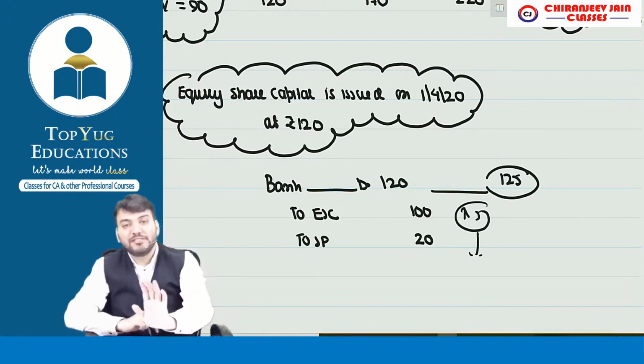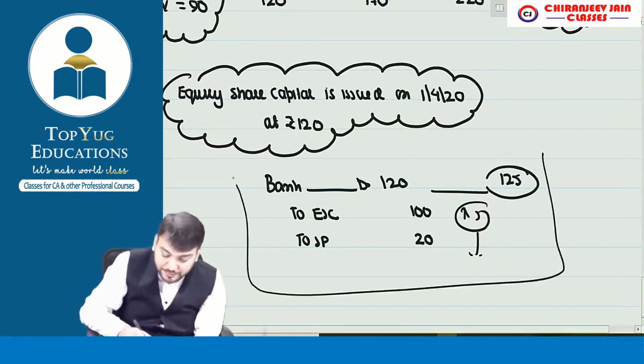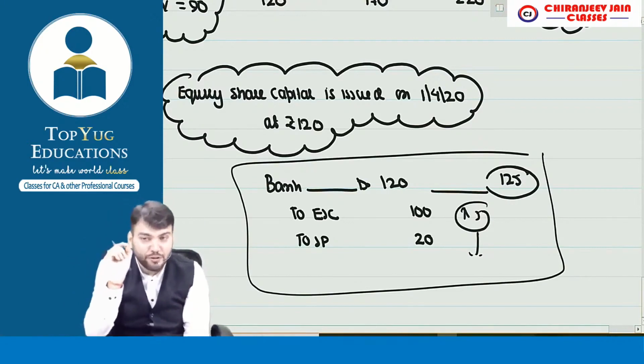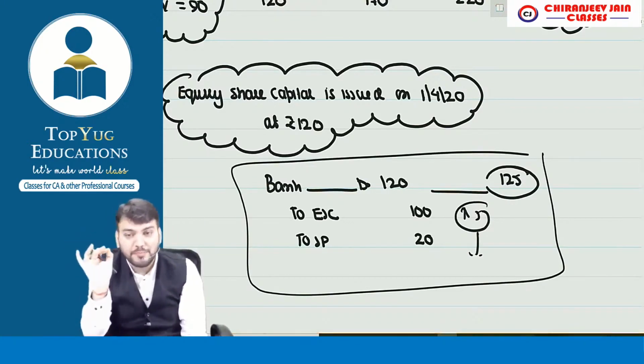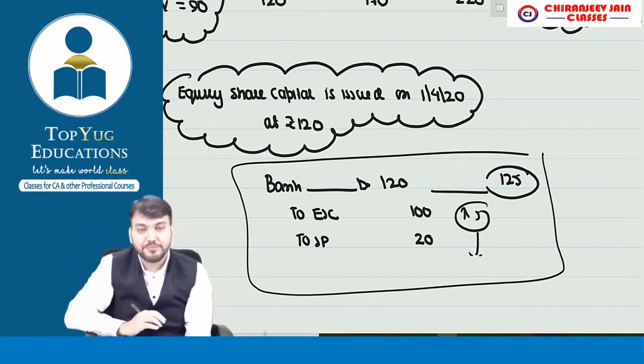So I got the answer: no journal entry. 100% correct, no journal entry. But can you say why? We will not record any journal entry in the books of the company. Can you say why?